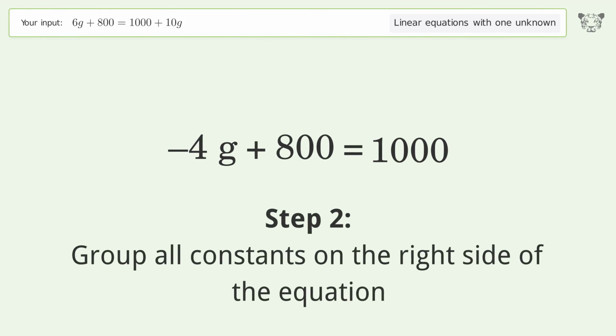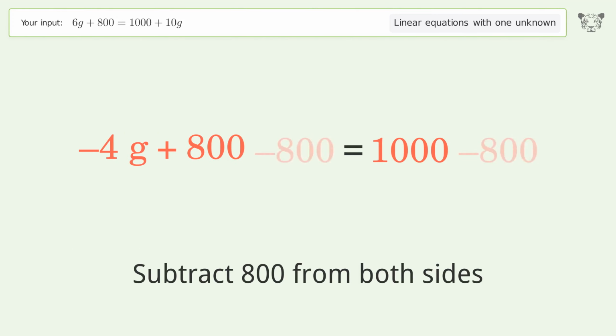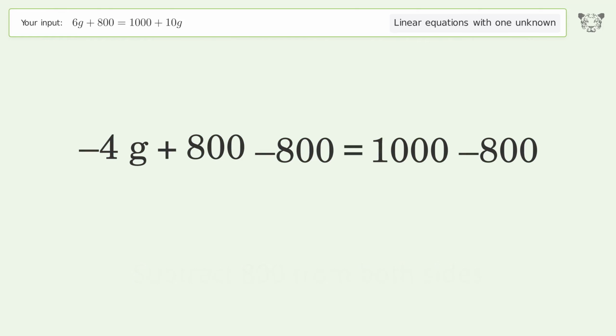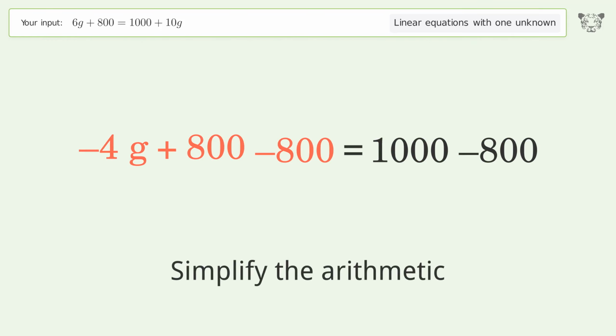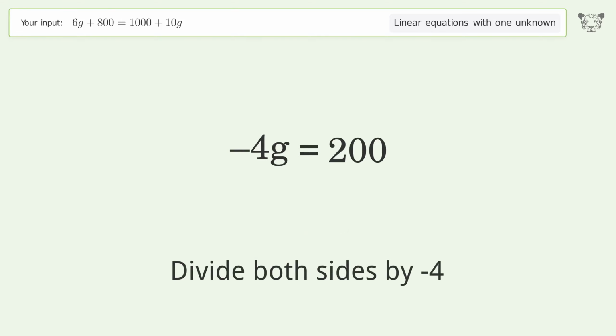Group all constants on the right side of the equation. Subtract 800 from both sides. Simplify the arithmetic. Isolate the g. Divide both sides by -4.